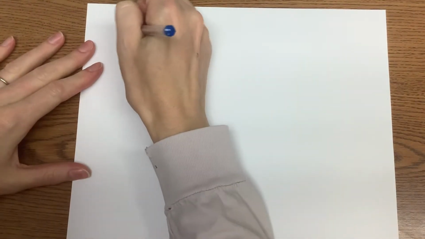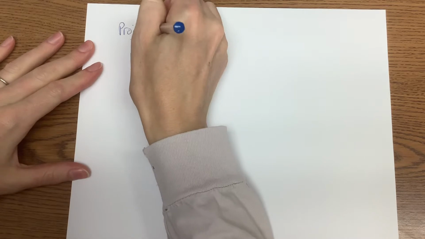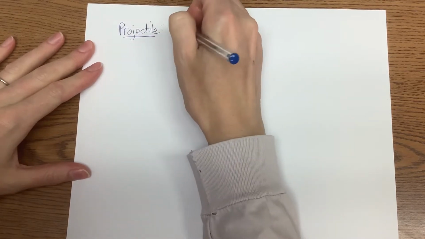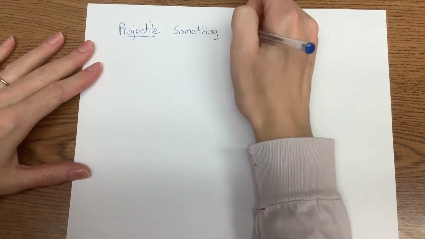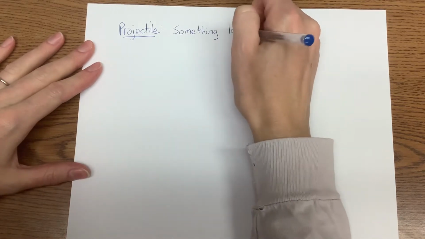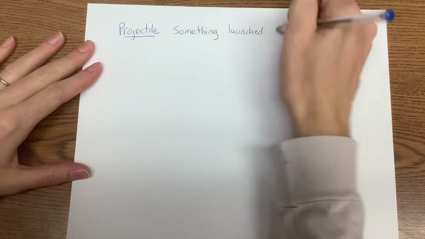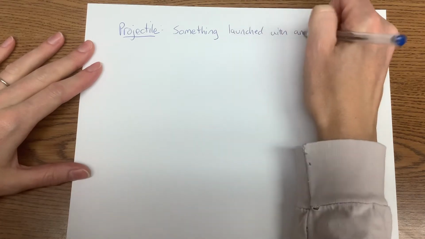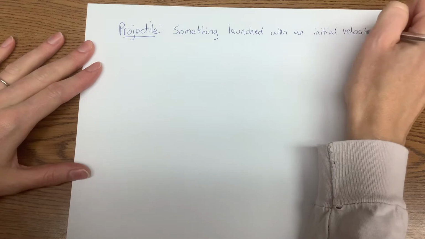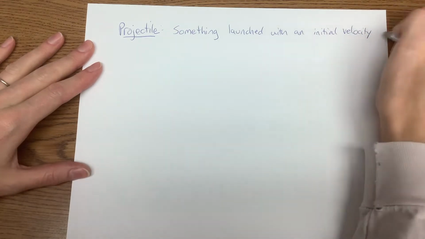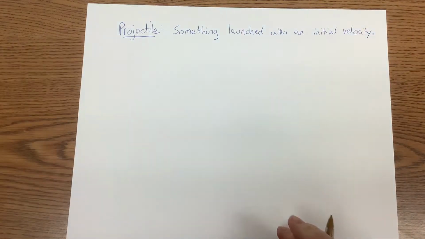In this video we're going to talk about vertical projectiles. To begin with, we're going to talk about what a projectile is. A projectile is something that has been launched, something being a particle, a ball, whatever, that is launched with an initial velocity. Initial velocity means that we're throwing it, pushing it. We're not just dropping it, okay?